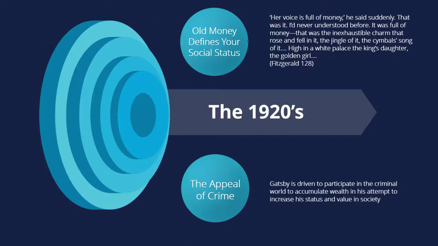The world of 1920s America is a society that gives privilege to those of wealth and status and deprives those who do not have it. Gatsby is driven to participate in the criminal world to accumulate wealth in his attempt to increase his status and value in society. The impact of one's voice in this time is based off their old money wealth and status. In the 1920s, old money defines your social and economic status.